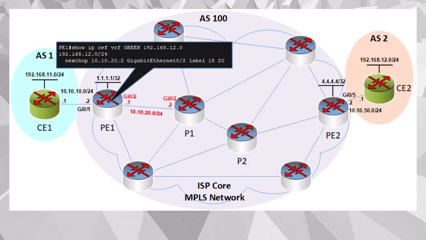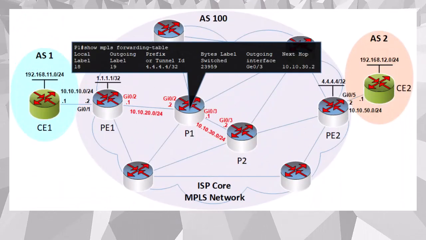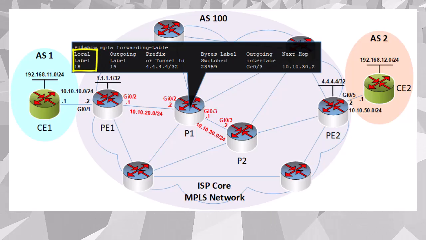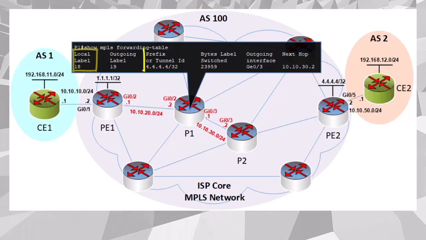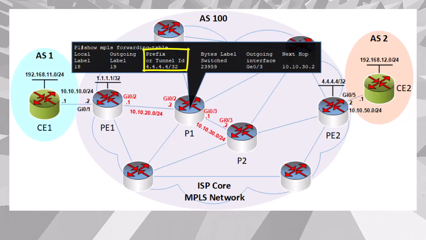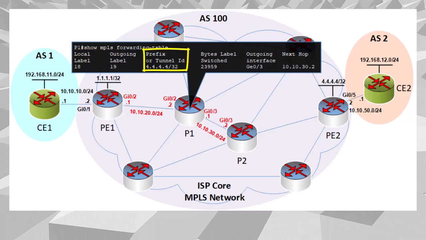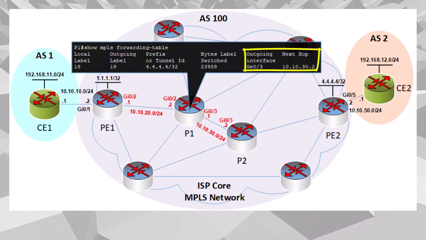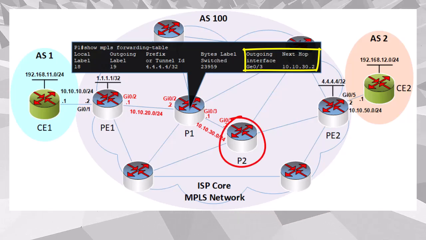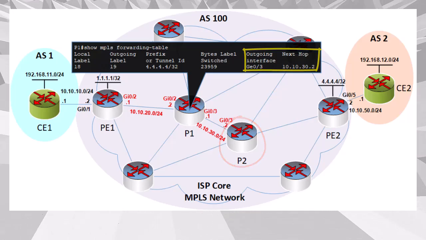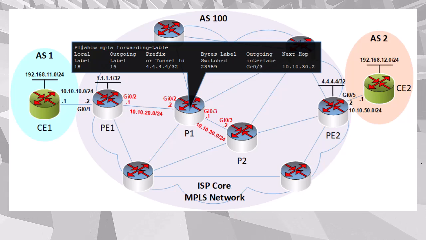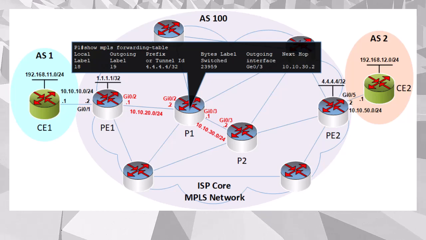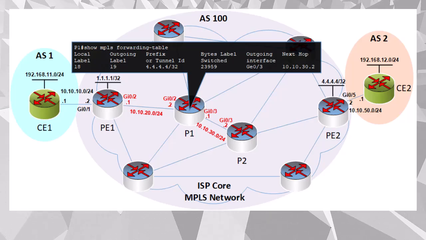One last thing I'd like to show you. Take a look at the LFIB found within the P1 router. Here we see label 18, which is the transport label, the destination prefix or tunnel ID, which is the destination PE we want to get to, which is PE2, and the outgoing interface, as well as the next hop IP, which is P2. Notice that the P routers don't have any info about VPNv4 routes or VPN labels. They just route encapsulated traffic to the intended PE router.